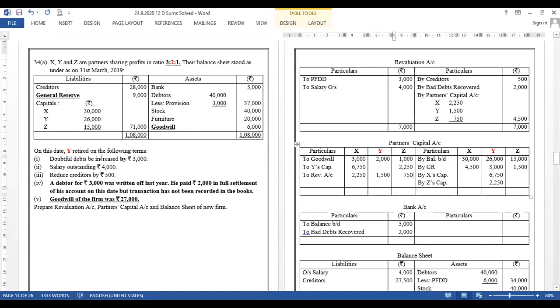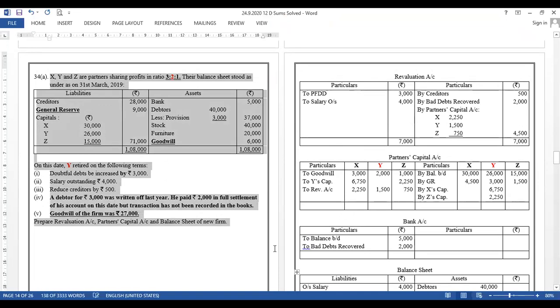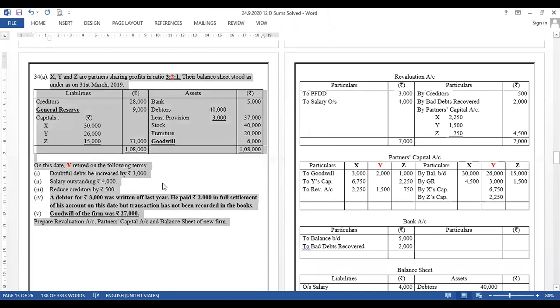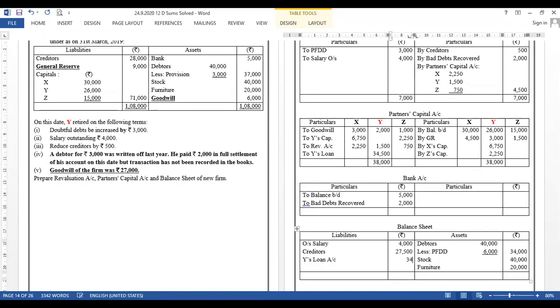Now, is there anything regarding whether Y is paid or not in the question? There is no information, right? So when we don't have any information regarding whether the retiring partner has been paid or not, what are we supposed to assume? Loan. Loan, right? That's correct. So let us write there to Y's loan account. Let us close Y's account first of all. 38,000. Tell me the difference. 34,500. Okay, Y's loan is 34,500.